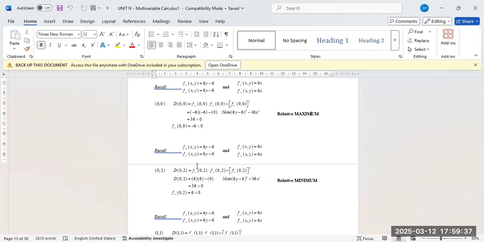do you agree with the f of x? D is going to be f of x times f of y minus f of xy all squared. Do you agree with that? Yes, sir. Okay.